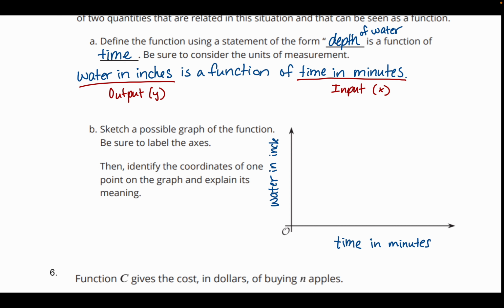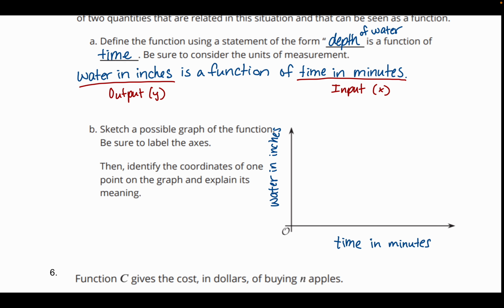Oops. Inches. There we go. Okay, so label my axes. I did that. Sketch a possible graph of the function. Be sure to label my axes.